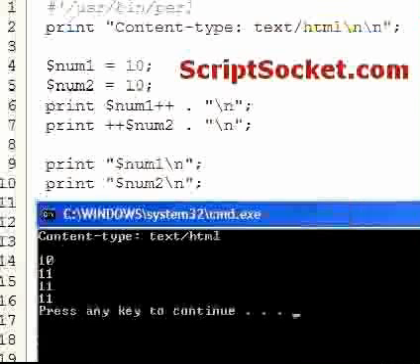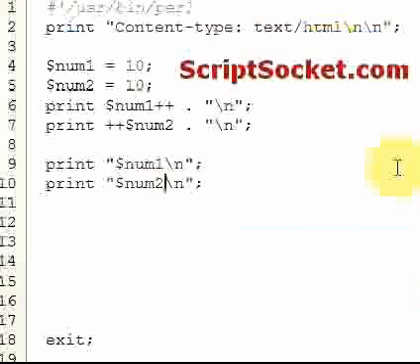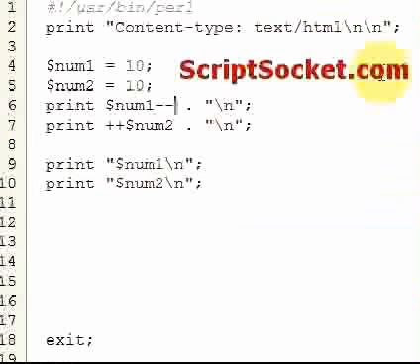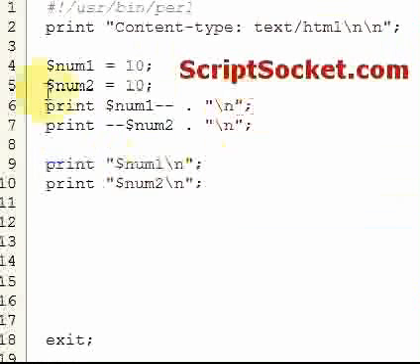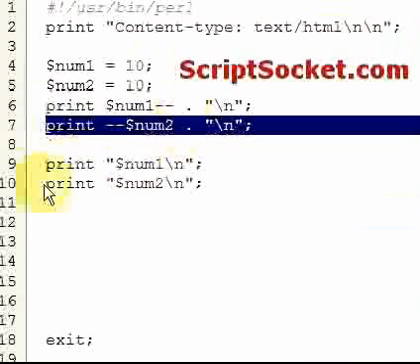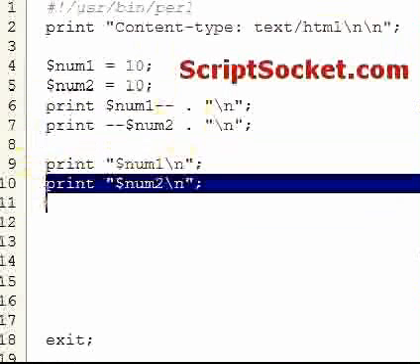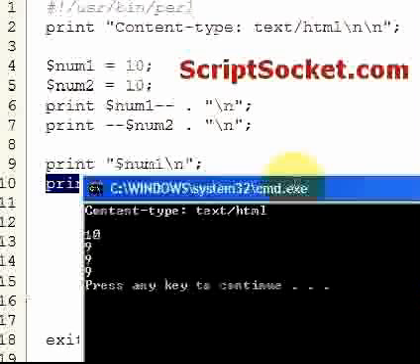The same applies with auto decrement. So num1 equals 10, print num1. This will still print out 10, and here it will print out 9. Num2 is prefixed decrement, so that will print out 9 and 9 again. Like so.